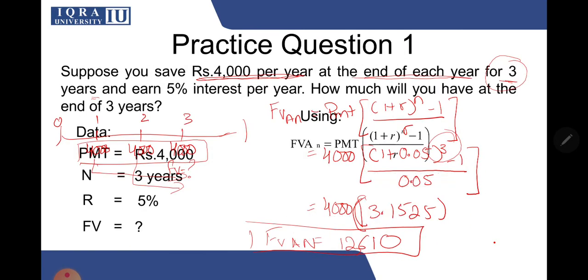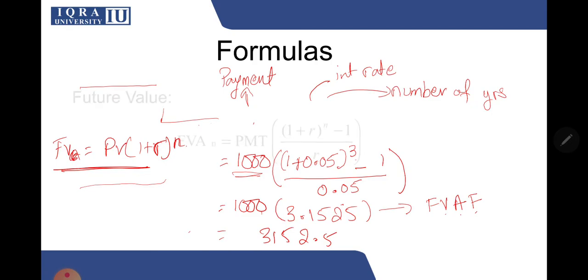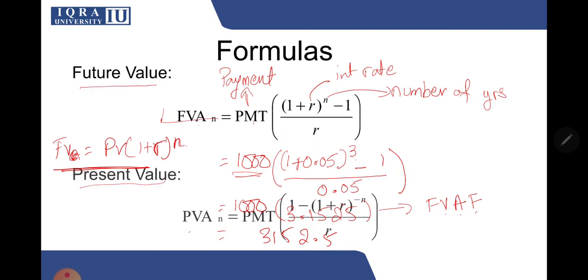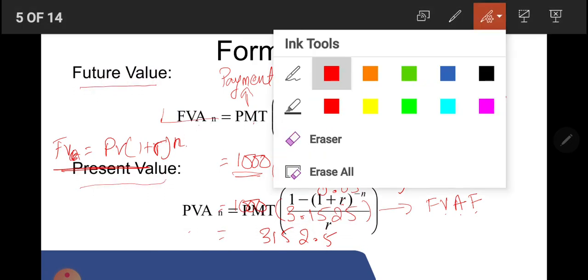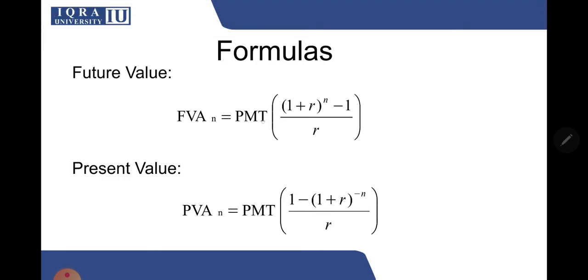Yes, let me go back to the formula. So these are our formulas. Let me erase all of this. So you can see that PMT can be derived from the future value formula, and it can also be derived from the present value formula. So you can use both of the formulas to calculate PMT.